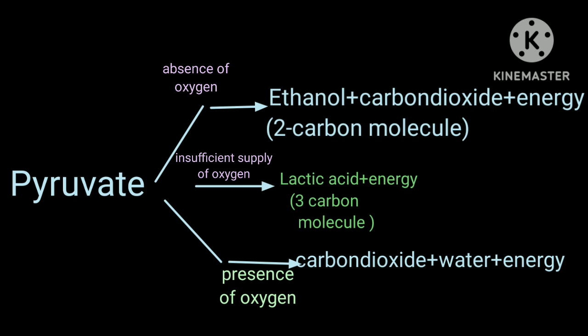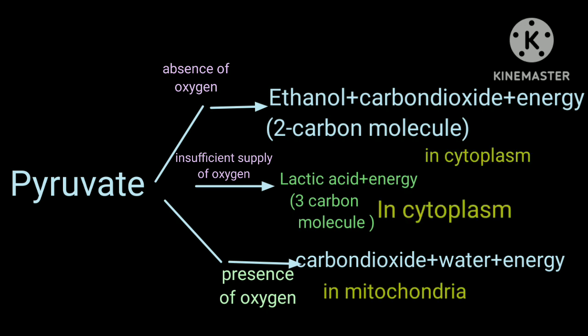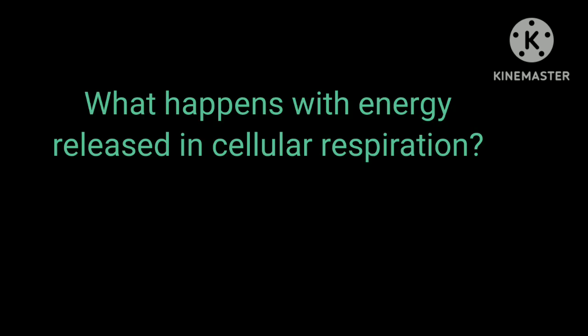And in the presence of oxygen, pyruvate is converted into carbon dioxide, water and energy. It is called aerobic respiration. Both types of anaerobic respiration occur in the cytoplasm, while aerobic respiration occurs in the mitochondria.